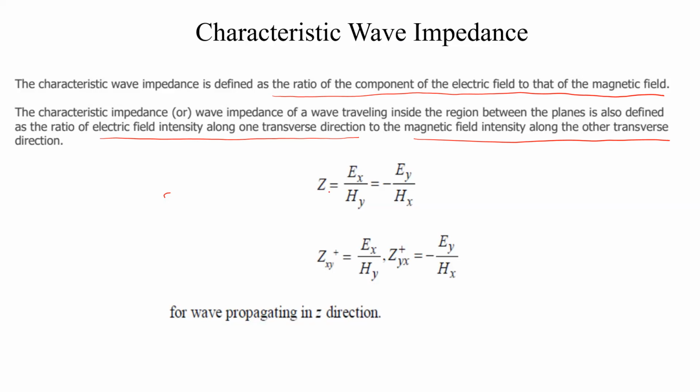This characteristic wave impedance is represented as Z and it is given by the ratio of either Ex by Hy, that is electric field intensity along X direction and magnetic field intensity along Y direction, or the same can also be expressed as minus Ey by Hx. So these are the two ways in which characteristic wave impedances can be expressed. That is, Zxy is Ex by Hy and Zyx is Ey by Hx with a negative sign.